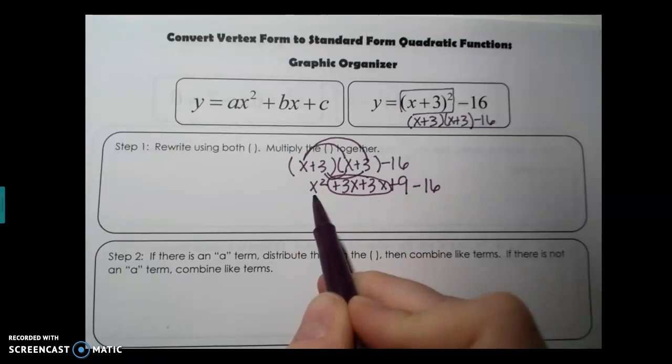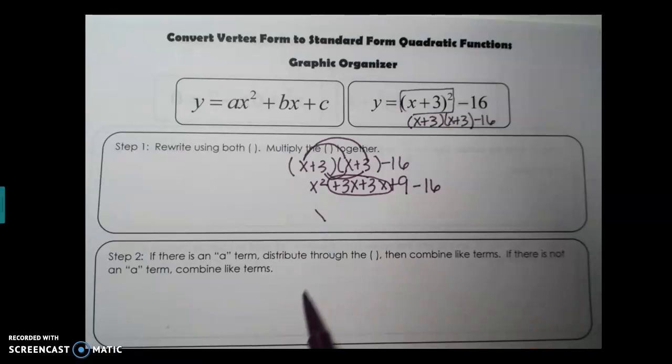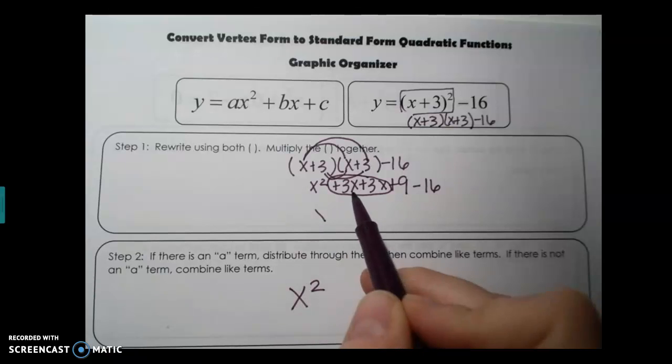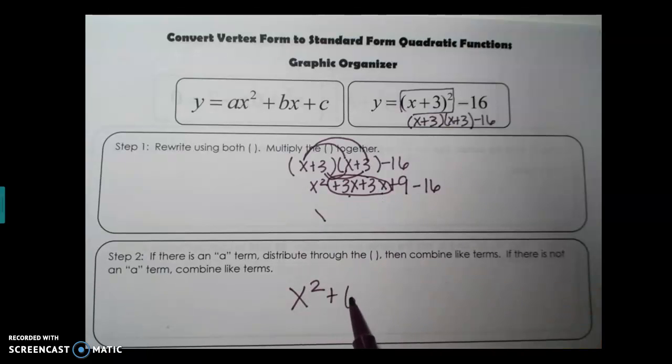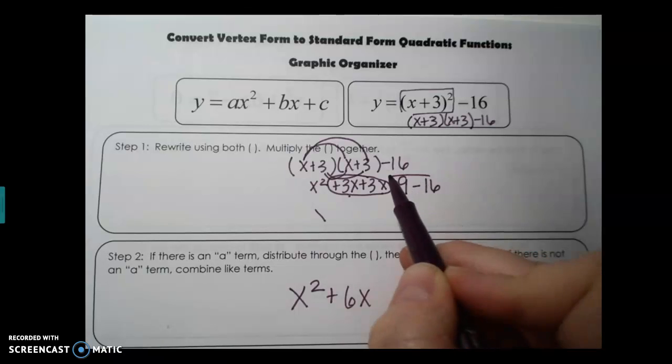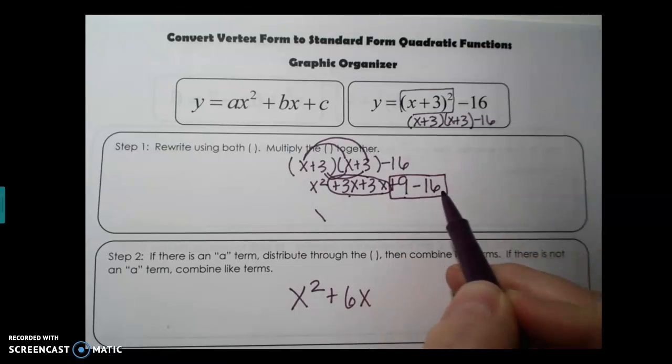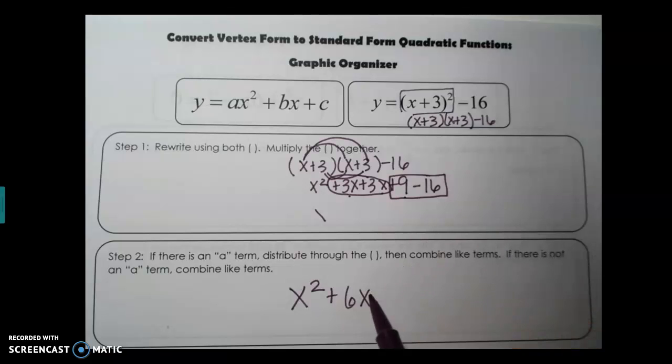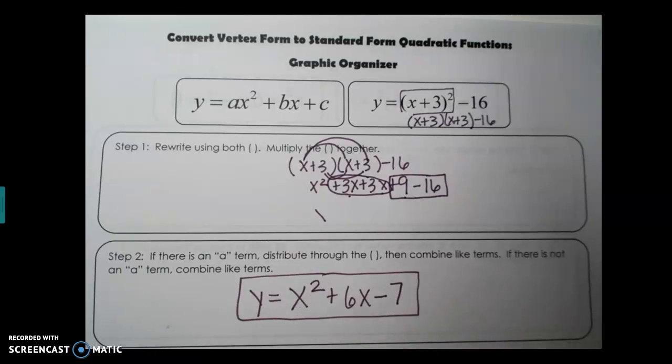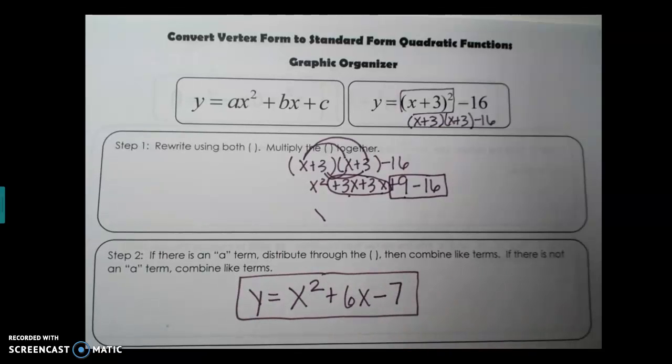These two guys are like terms. The x squared doesn't combine with anybody, so it's going to come down. x squared, 3x plus 3x is 6x. And then these two are also like terms. 9 minus 16 is negative 7. We're going to stick a y equals in front of it. And that is converted now to standard form, ax squared plus bx plus c.